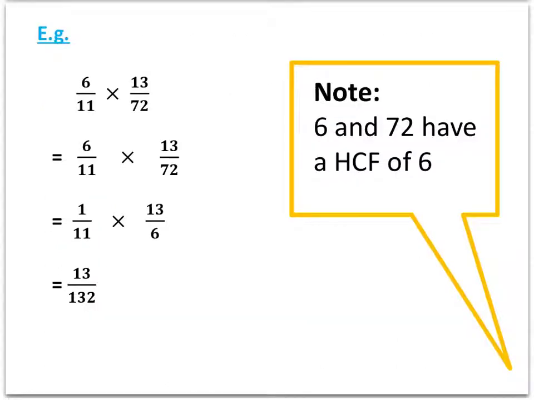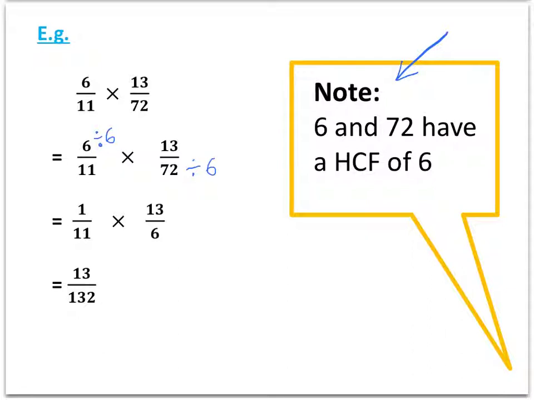Here is our first example. We have 6 over 11 times 13 over 72. So remember, when we're multiplying fractions, we're looking for a way to simplify. So what we're looking for is the highest common factor between our two numbers. It's important to note that 6 and 72 have a highest common factor of 6. So what we can do is divide this 6 here by 6 and this 72 by 6 as well.